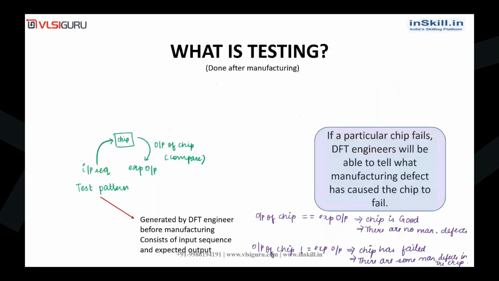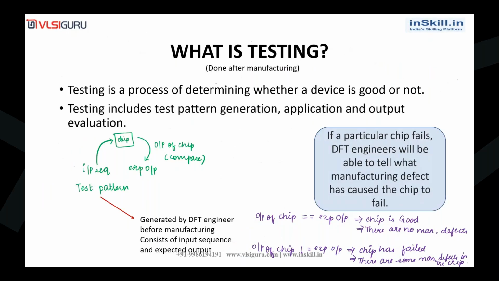Now, testing. In the ASIC flow slide, we had seen a step called testing, right? It was actually done after manufacturing. Testing is a process of determining whether a device is good or not, whether there are any manufacturing defects in our chip. So that is what testing is.